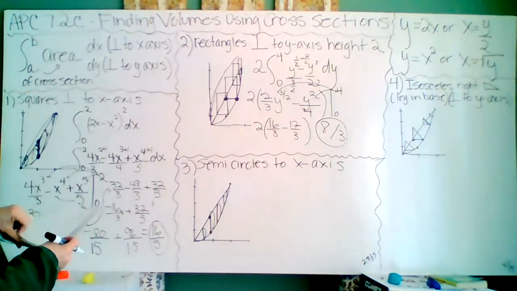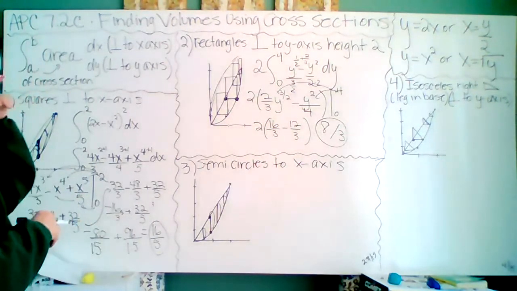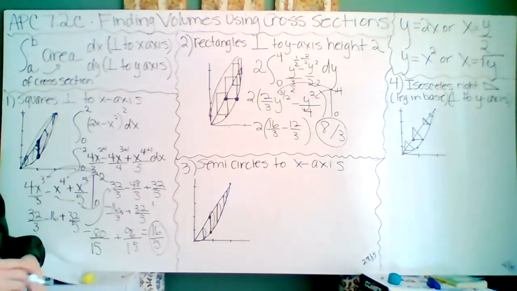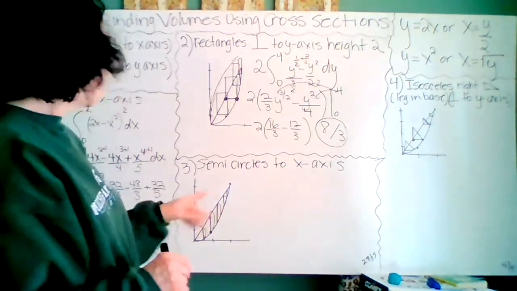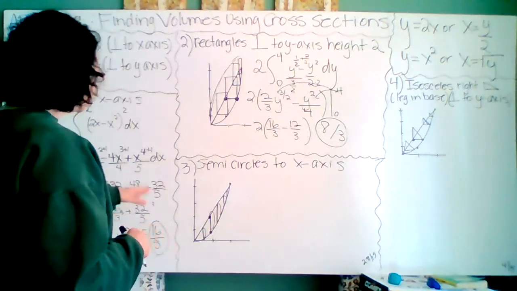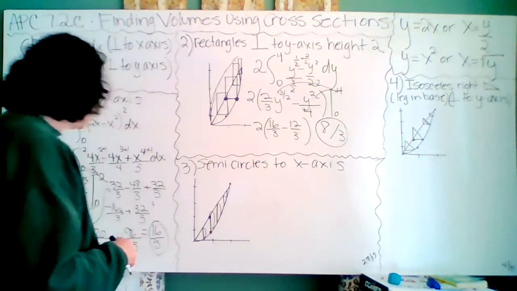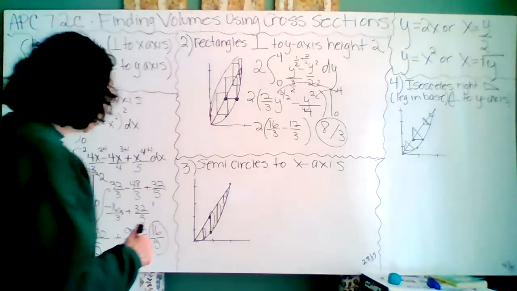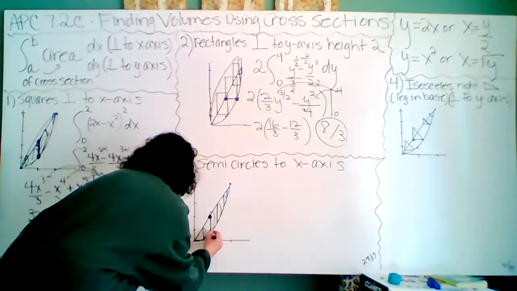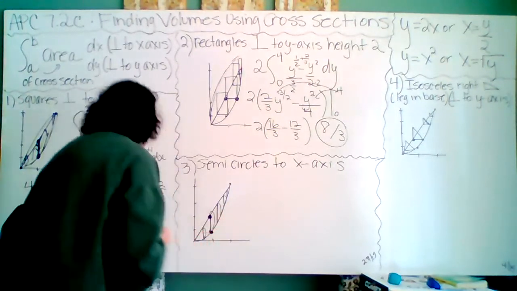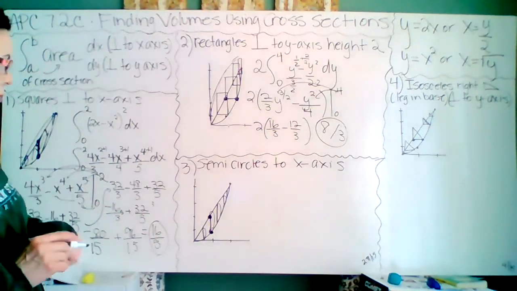Okay, let's try semicircles perpendicular to the x-axis. This is going to take a little bit more work, but they'll often have semicircles on the AP exam. So y equals 2x line, right? y equals x squared. I made a base right here of my semicircle. So I have a half circle. Let's go ahead and write our integration.